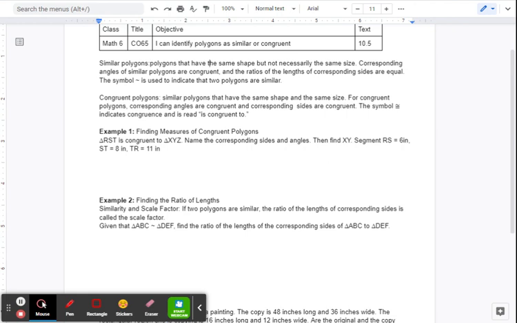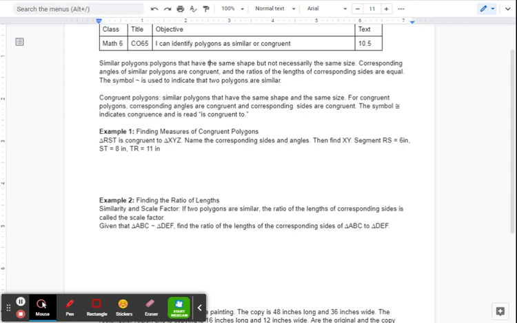So if our question is, oh, it just says name the corresponding sides and angles. So I told us our sides: RS goes with XY, ST goes with YZ, and RT goes with ZX.